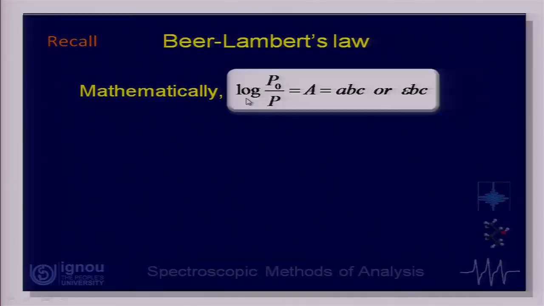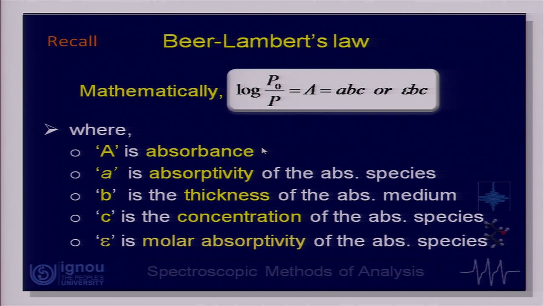You will remember that mathematically this law is put as follows: log of P naught by P is equal to A, that is absorbance, equal to abc or epsilon bc. And you remember that we defined all these terms in the previous session. A is called absorbance, which we will be using very often. Small a happens to be the absorptivity of the absorbing species. b is the thickness of the medium, as I told before. c is the concentration of the absorbing species taken in the cuvette, and epsilon is the molar absorptivity. So, that is about the Beer-Lambert law.